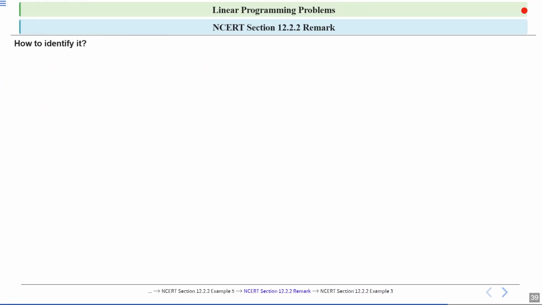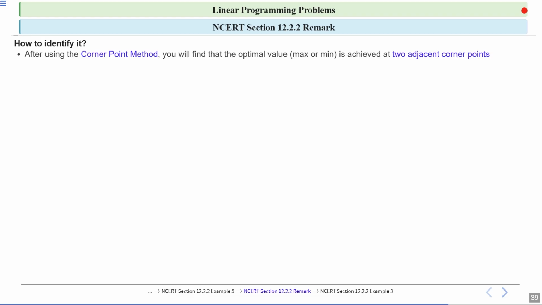So how to identify it? After using the corner point method, you will find the optimal value, that means maximum or minimum, is achieved at two adjacent corner points. For example, if z max is 120 and occurs at both point A (x1, y1) and B (x2, y2), then what is the solution?